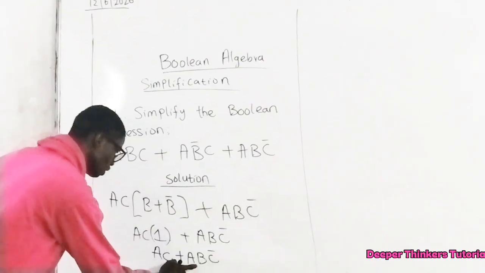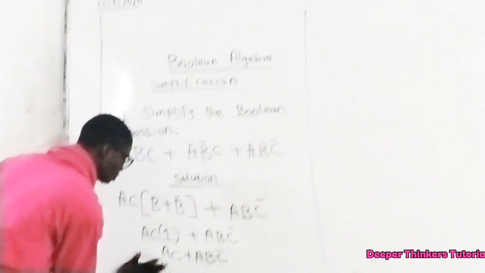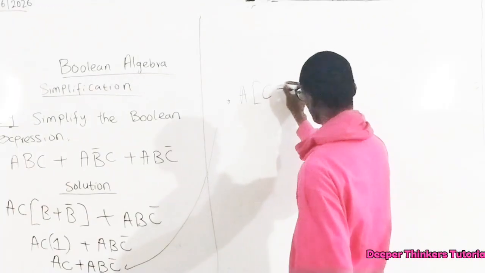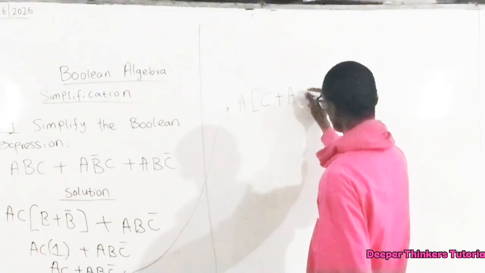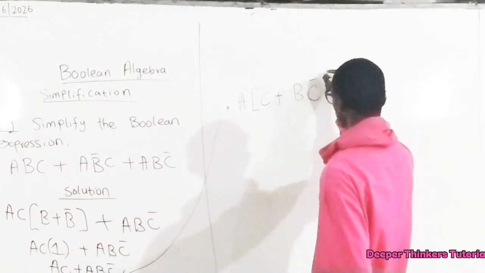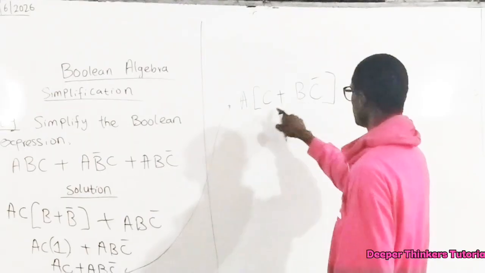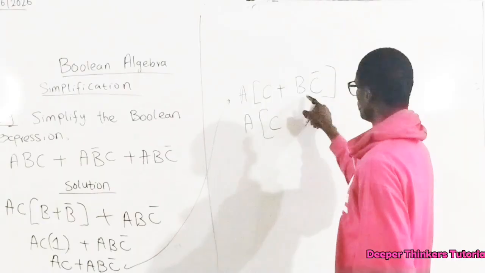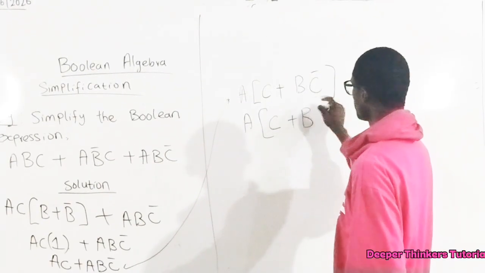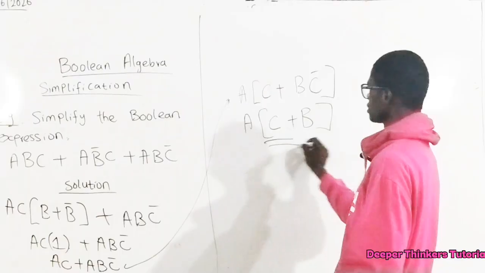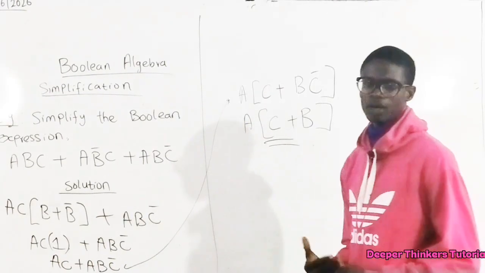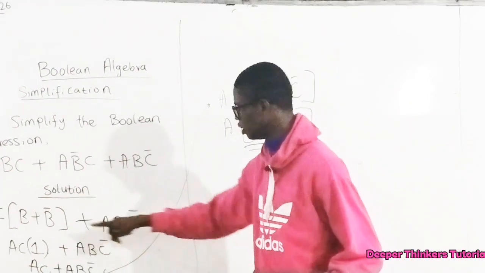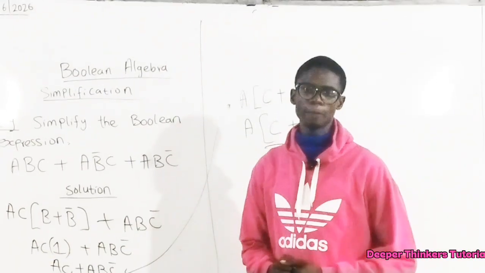So we can still factor out A. If we factor out A, we should have C plus B, C prime. There is also a law that when you have something like this, C will remain, then B will remain, but the prime will go away. So this is the final answer of the simplification. In our subsequent videos, we will look at more of the laws. This is a law, this is also a law that I use, to make it easier.